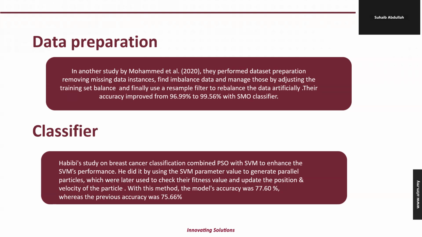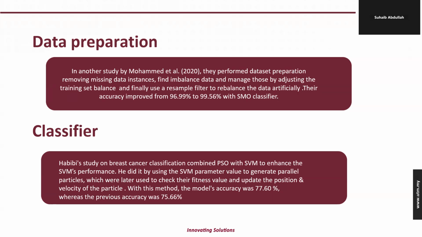According to Mohammed et al., they performed dataset preparation, removing missing data instances, finding imbalanced data and managing those by adjusting the training set balance. And finally, they used a resample filter to rebalance the data artificially. Their accuracy improved from 96.9% to 99.5% with the SMO classifier. So you can say that the result of a study can be enhanced by performing data preparation before starting the classification or feature selection. Next is classifier.